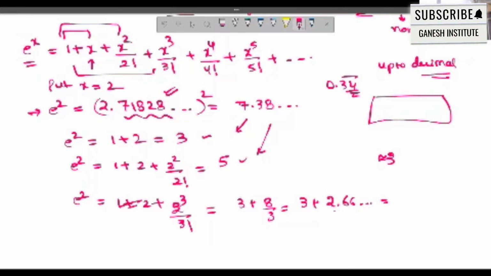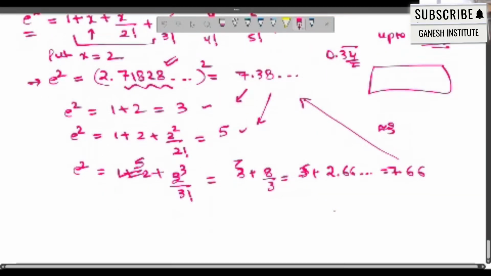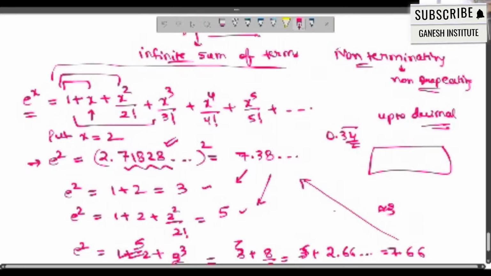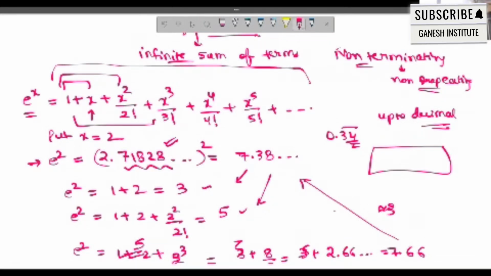Correct. So 7.66. Now did you see, it is getting closer? So what I'm trying to say is, if you go with higher terms, this Taylor series expansion is giving you an infinite sum of terms to get a more precise value of something. And that something is a non-terminating, non-repeating value.